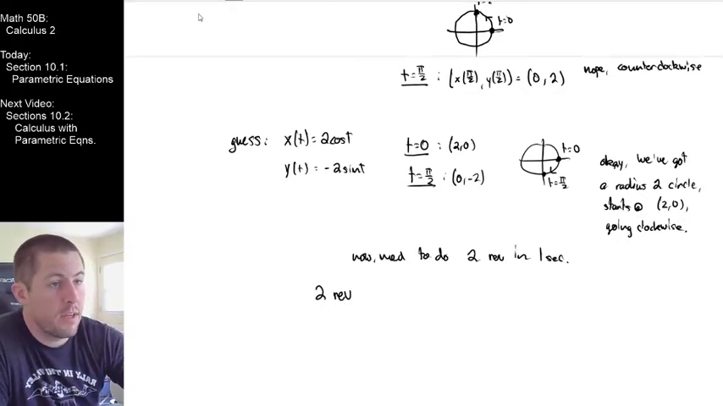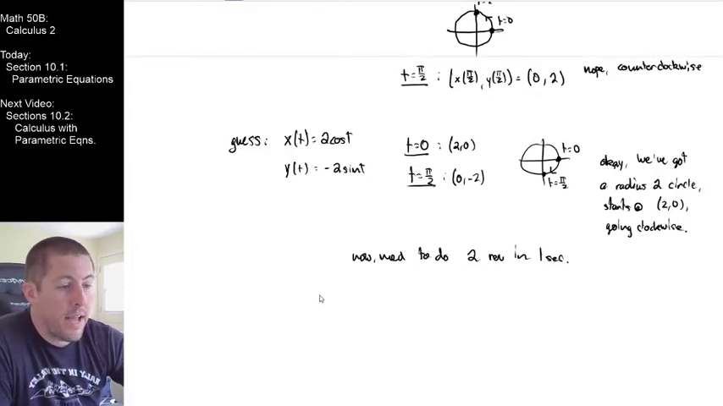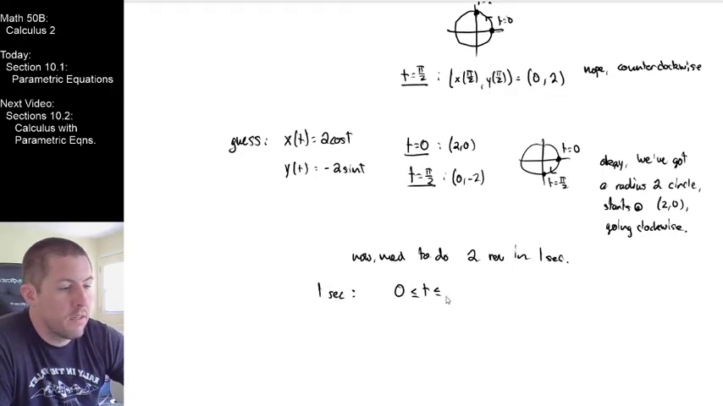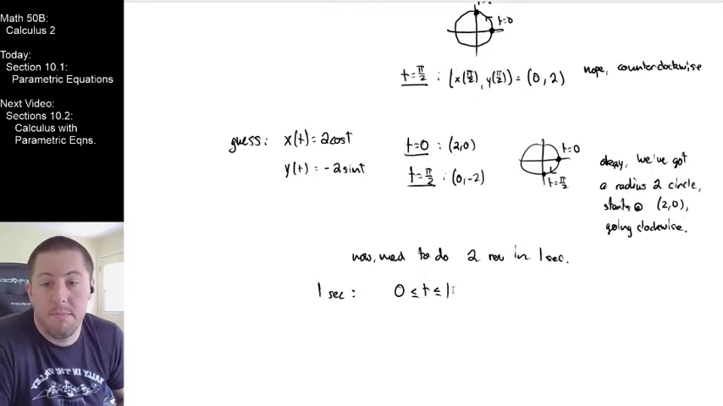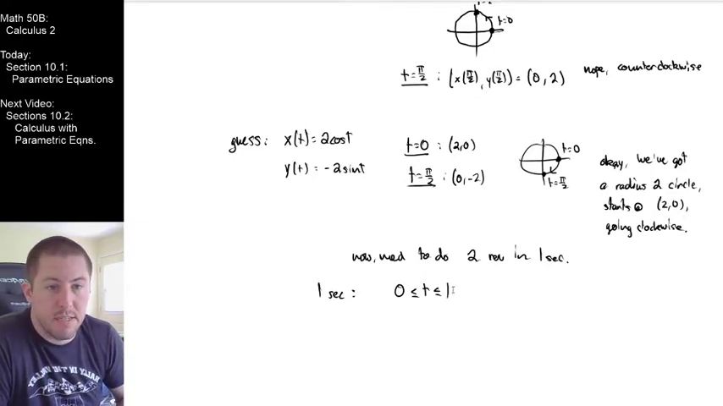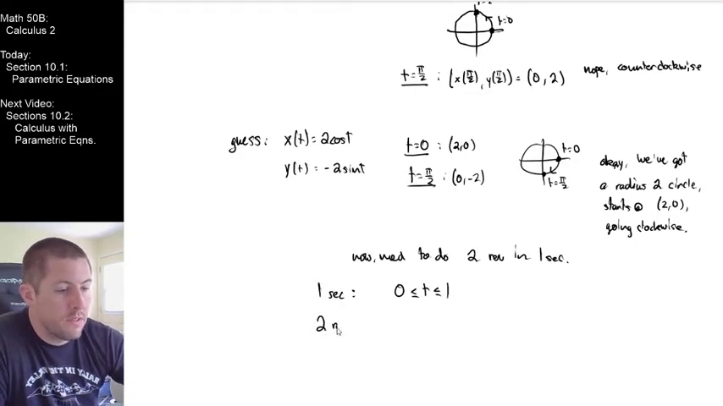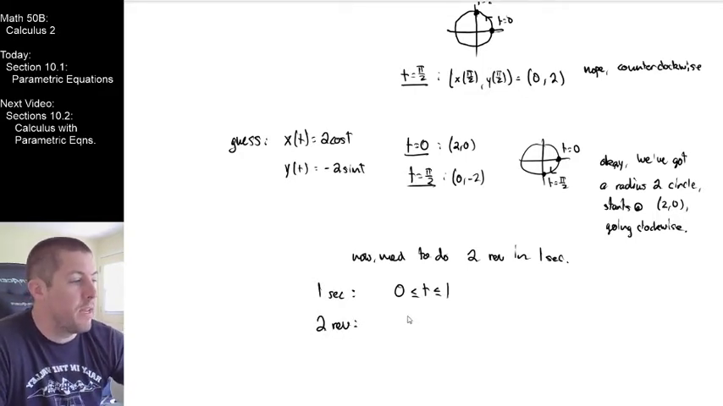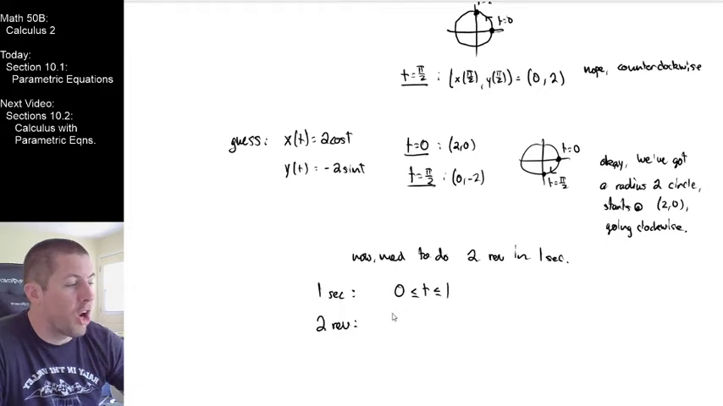Excuse me, sorry, let me back up right here. When I say 1 second, that says to me that we need our time interval to go from 0 to 1. That's all I'm really saying for the 1 second business right there. The other thing that I'm seeing is we need to do 2 revolutions. And that says to me we need our argument inside of the sine function to go from 0 to 4 pi.